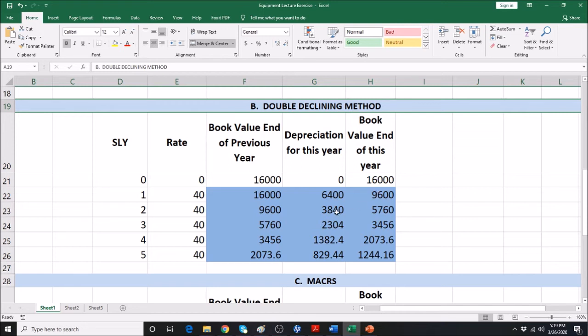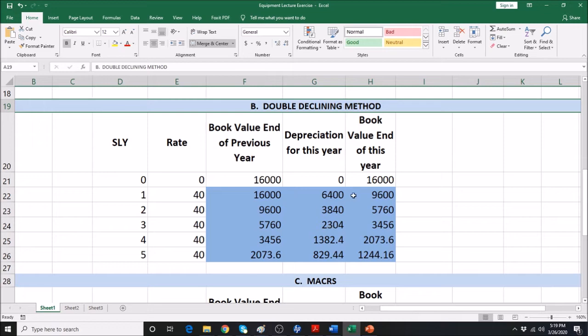And then to calculate this value here, there is 0.4 again times 9,600, that gives you this. And to get this value here, subtract these two. So this value minus this, and that will give you this one here. So to calculate this value here, that's again 0.4 times 5,760, that will give you this value here.